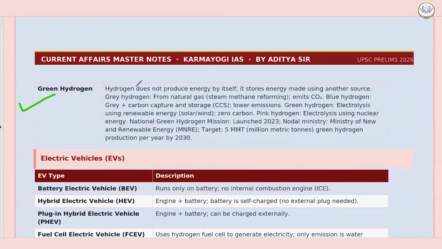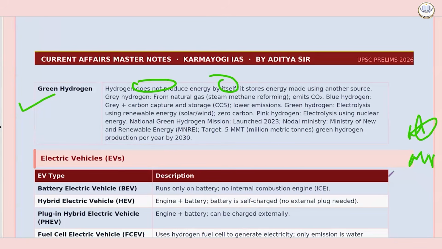Then we have green hydrogen. Hydrogen does not produce energy by itself. It stores energy made using other resources. Gray hydrogen, from natural gas via steam methane reforming, emits carbon dioxide. Blue hydrogen is gray plus carbon capture and storage, with lower emissions. Green hydrogen is electrolysis using renewable energy. There is also pink hydrogen, electrolysis using nuclear energy.